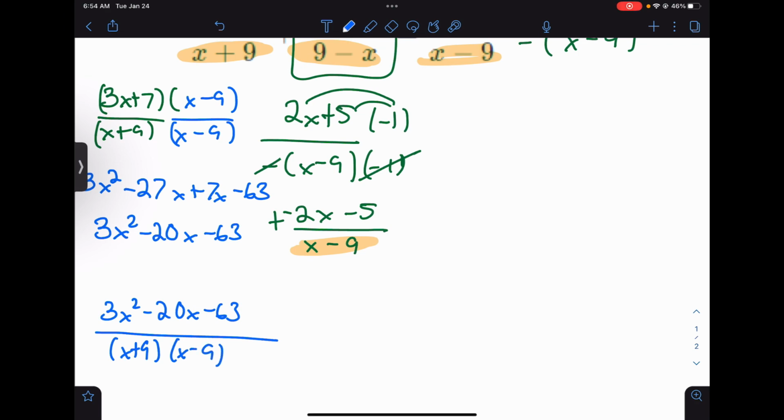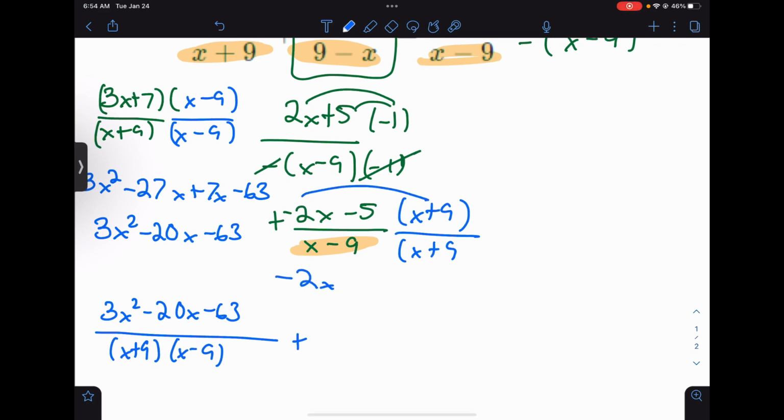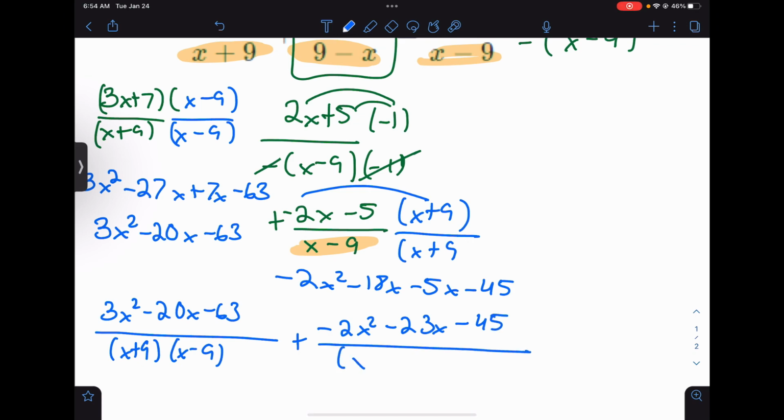Now, if you want to FOIL out the denominator, you totally can. You get x squared minus 81. Feel free to do that. All right, so now our next guy here is missing the x plus 9, right? So we're going to multiply him, FOIL him out. So we get minus 2x squared minus 18x minus 5x minus 45. So we end up with, not minus 20, minus 2x squared minus 23x minus 45, all over our common denominator of x plus 9, x minus 9.